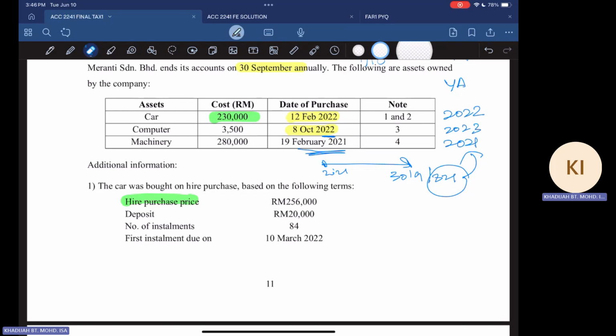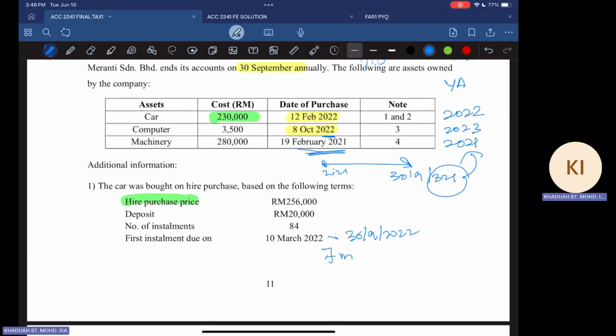You also pay a deposit of 20,000, and the installment is 84 months. Your first installment starts on 10th March 2022. So you are going to pay up to 30th September 2022, which will be the first year, YA 2022. How many months is this? This is 7 months: March, April, May, June, July, August, September. So that is 7 months.